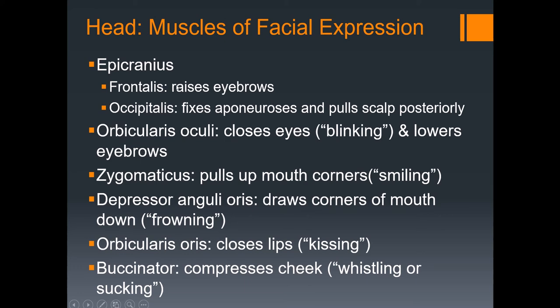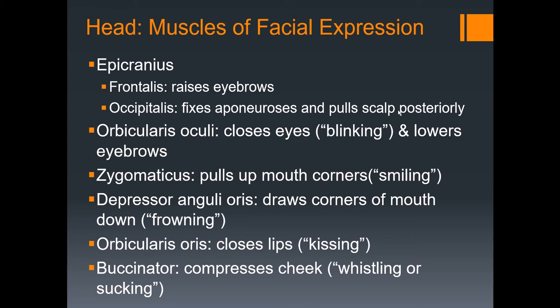So we'll start with the epicranius muscle. The frontalis is the muscle that allows you to raise your eyebrows. The occipitalis acts as a fixator. So the occipitalis contracts, that pulls the scalp of your head towards the back of the body. That fixes and immobilizes the origin for the frontalis, that epicranial aponeurosis, and then the frontalis can contract and you can raise your eyebrows.